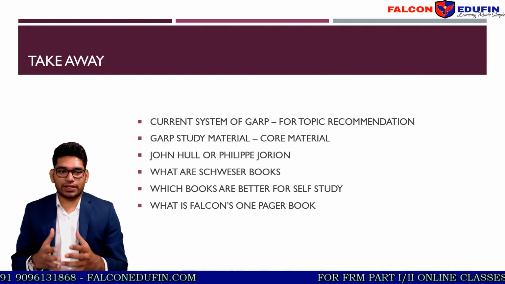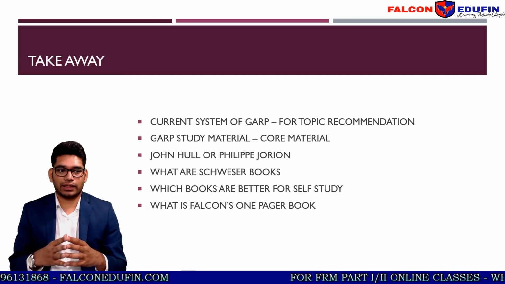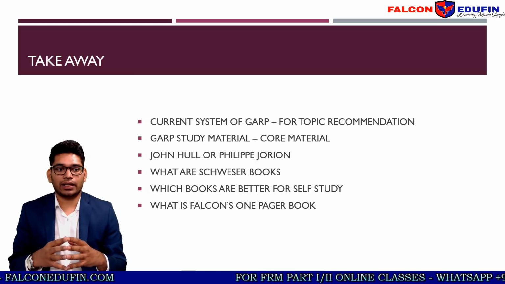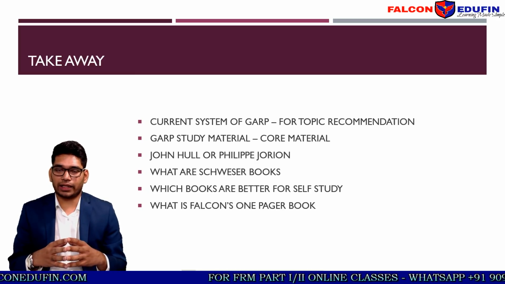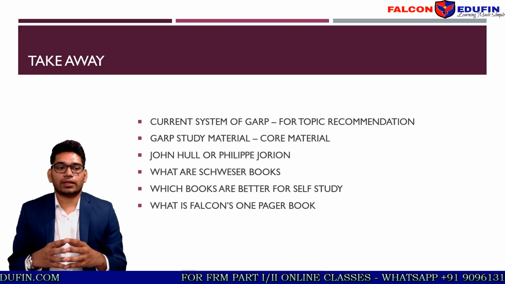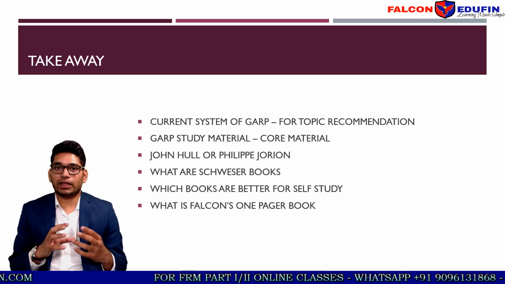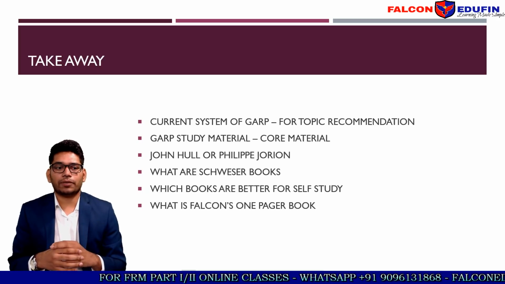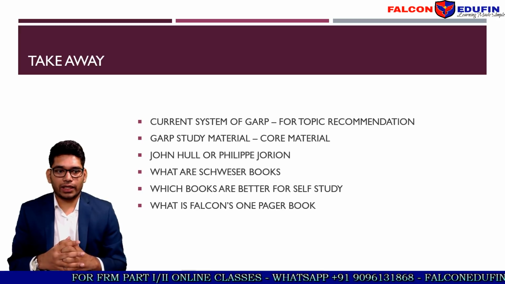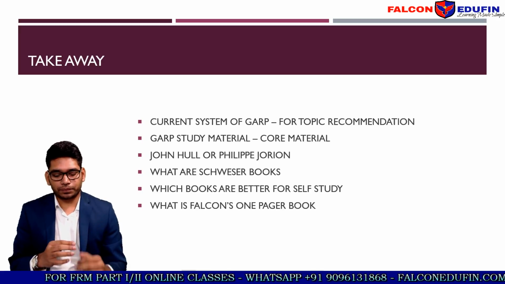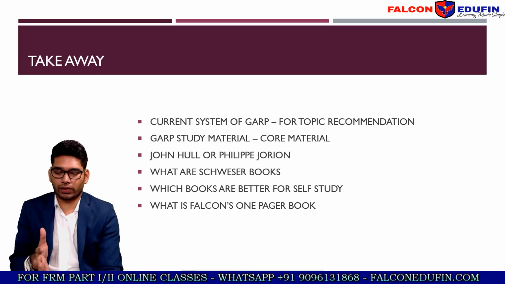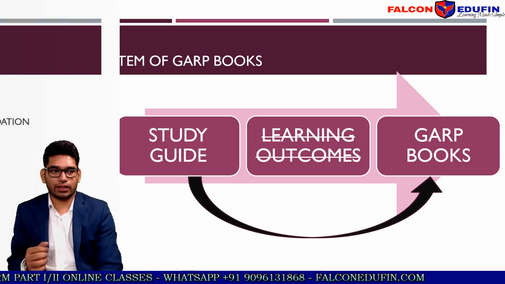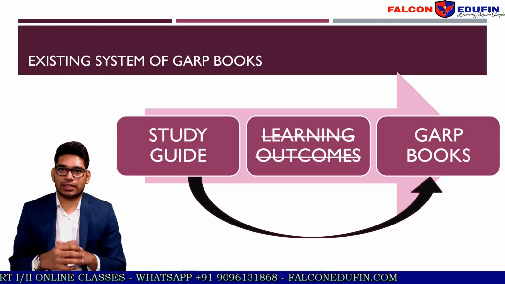The takeaway of this session is the current system of GARP. We will understand what the current system of GARP is, and how GARP recommends the topics. Then we will see what the GARP study material is, that is, the core material, as some people call it. Then we will see John C. Hull's book, then Jorion's book. We will see what the Schweser books are, which book is better for self-study, and what Falcon's one-pager book is, because these are the primary FAQs which I get from the students. So let's start with the existing system of GARP.